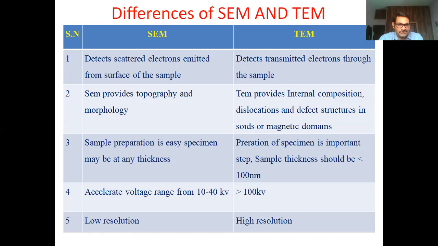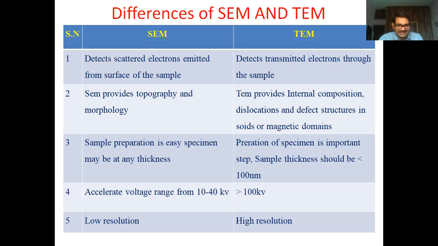SEM provides topography and morphology mostly, because it provides surface information. But TEM provides internal composition, dislocations, and defects in the structure, especially. Sample preparation is easy in the SEM; the specimen may be of any thickness. Thickness is not an important factor there, but thickness plays a more important role in the TEM. Preparation of the specimen is an important step, and the sample thickness should be less than 100 nanometers.